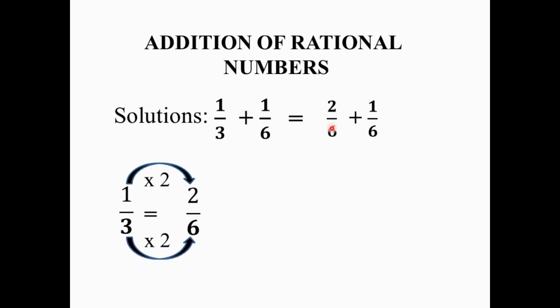Alright, so 2 over 6 plus 1 over 6. We can now add the numerators. 2 plus 1, then copy the denominator. 2 plus 1 is 3, then over 6. And guys, 3 over 6 can still be simplified to its lowest term using the GCF, which is 3. So we must divide the numerator and the denominator by 3. And that is equal to 1/2. So this is now the sum, 1/2, after adding 1/3 and 1/6. Alright?